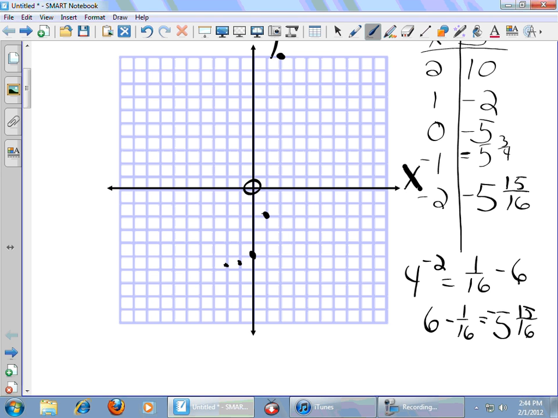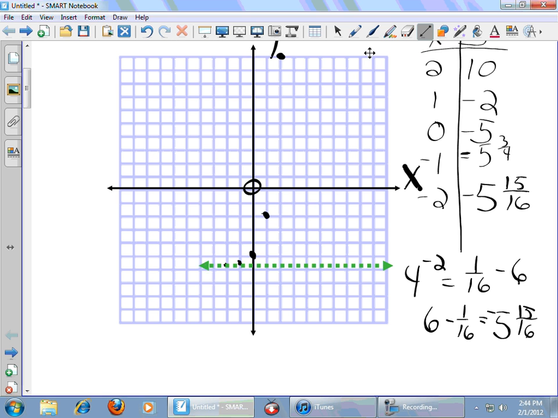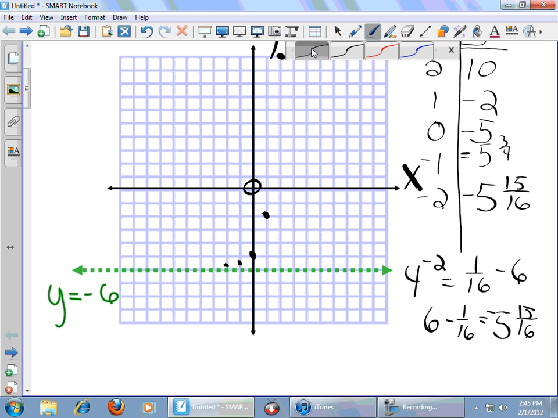Now you can probably tell that my fractions are getting closer and closer to -6. And my asymptote is going to be at -6. Let me slide that down just a smidgen. There we go. My asymptote in this case is going to be y equals -6. That'll be the line that the curve is approaching but never actually touching.